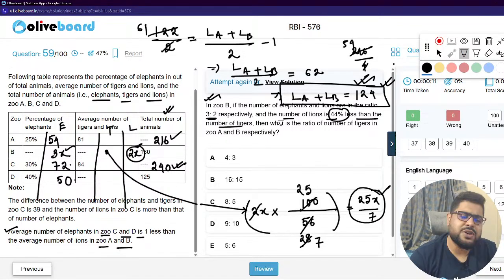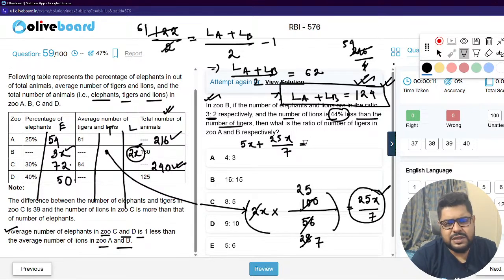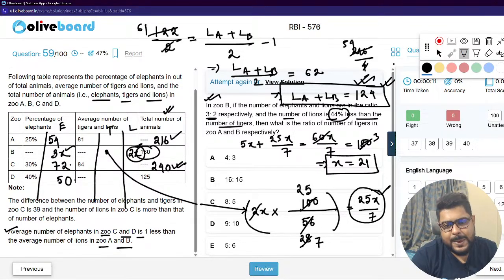Now we will find the ratio. So how will the equation come? 3x plus 2x, that is 5x, plus 25x by 7. That means this is 60x by 7. That is given as the total number of animals, which is 180. So this is 3 times x, x is equal to 21.